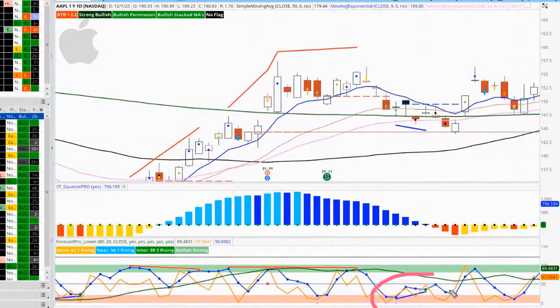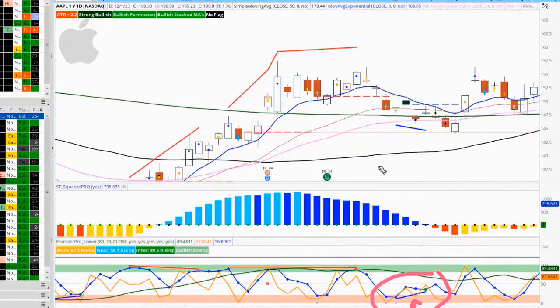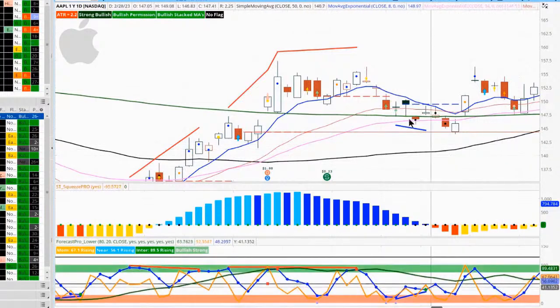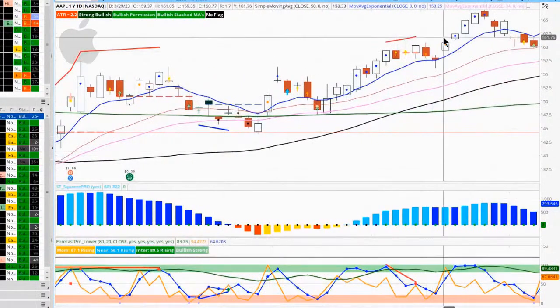Now, what's beautiful is, if you have the Forecast Pro, it's actually going to print that line for you. And if you have the upper study set, it's going to print that line on the chart. So the trick is, you're going to enter the squeeze when you have stacked moving averages and you get that beautiful bullish divergence on the Forecast Pro. So in this case, you would have entered right there, and look what happened. Bam, rocket ship, squeeze fire.